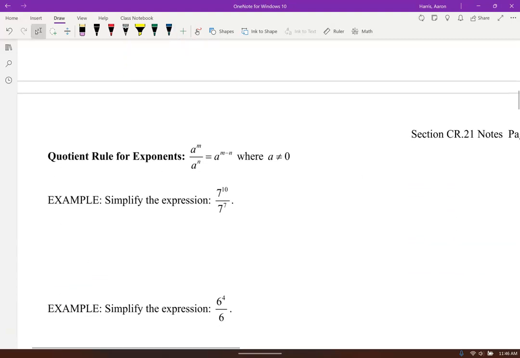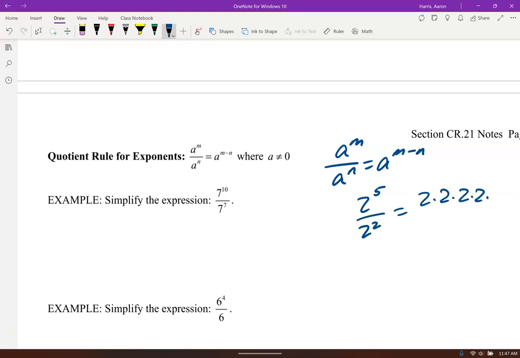Now the quotient rule. So the quotient rule says if I'm dividing, a to the m over a to the n, this is the same as a to the m minus n. For example, let's say we have 2 to the 5th over 2 squared. Let's write out what this means. 2 times 2 times 2 times 2 times 2.